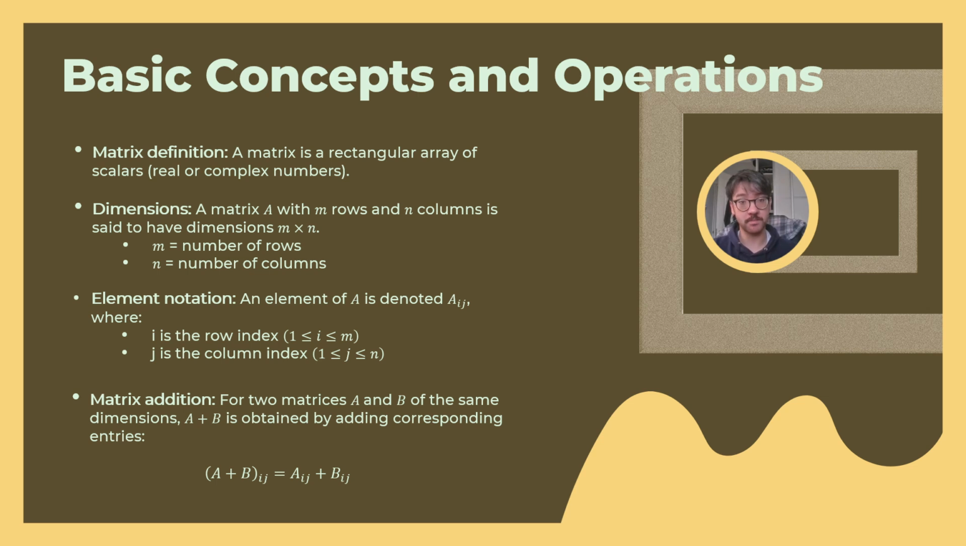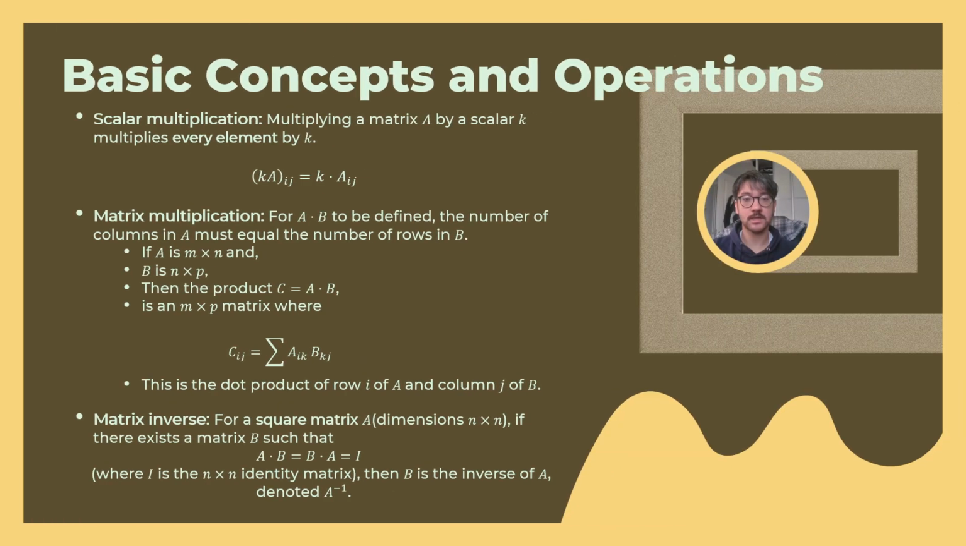Core operations build upon this structure. Matrix addition is performed element-wise, where corresponding entries aij and bij from matrices A and B are summed. Scalar multiplication involves multiplying every element within a matrix by a constant value k.